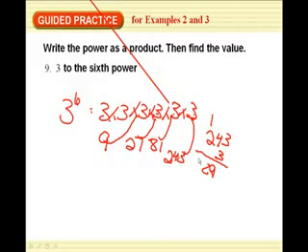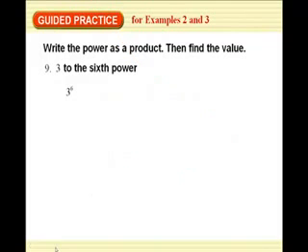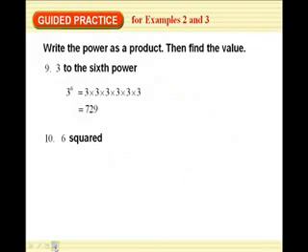9, 12, carry the 1, 7, 29, is that right? I don't know if I did that right. Let's see if I did. I'm trying to do that multiplying really fast. Oh, look at that, 729. See, if you know your facts, it makes it a lot easier.